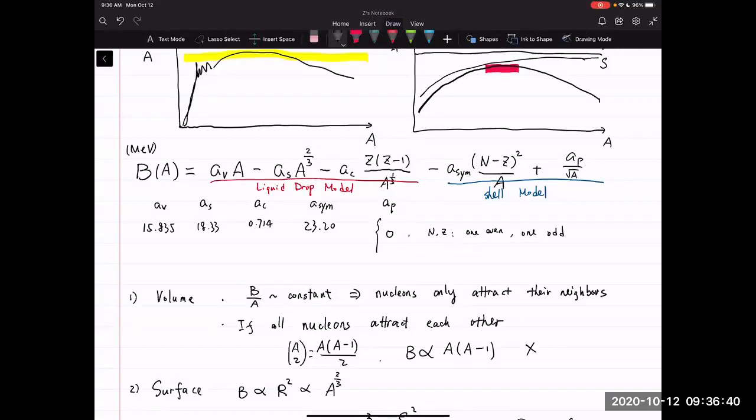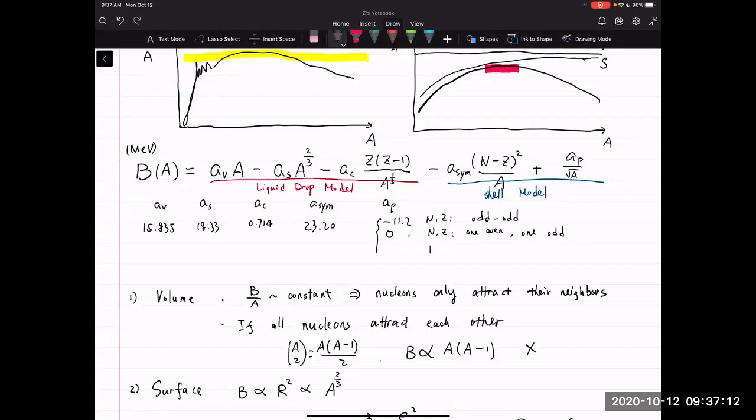But if N and Z are both odd, we know the nucleus is not stable, right? For odd configurations, it's not stable, so we should take away more binding energy, so we have a negative term. So this value is negative 11.2.